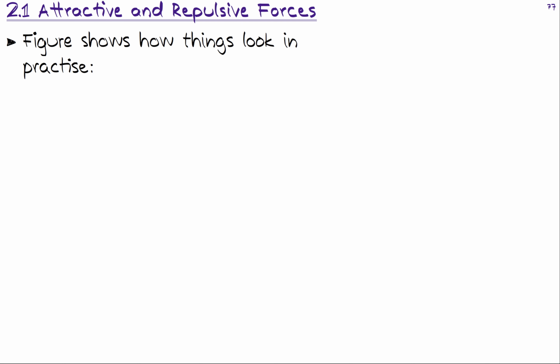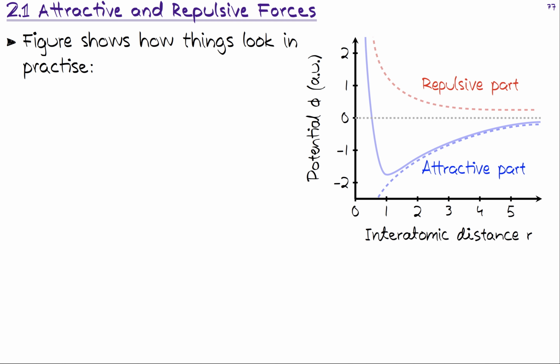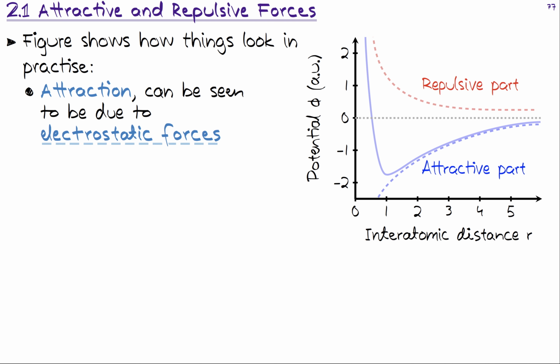So now we have a potential, and now we can try to understand things by just looking at the potential. And this is what the figure tries to show you, how things look in practice. So we have an attractive part, so we have attraction, and we can see this attraction to be due to the electrostatic forces. So we may have, for example, a positive ion and a negative electron, and then they are attracted via electrostatic forces.